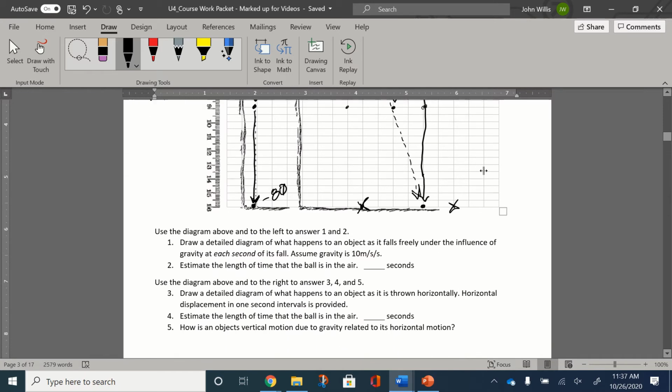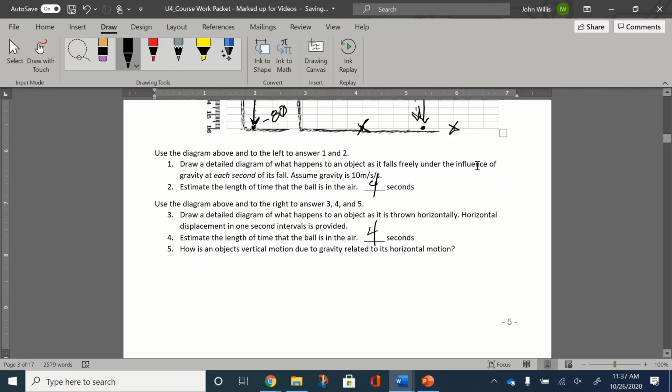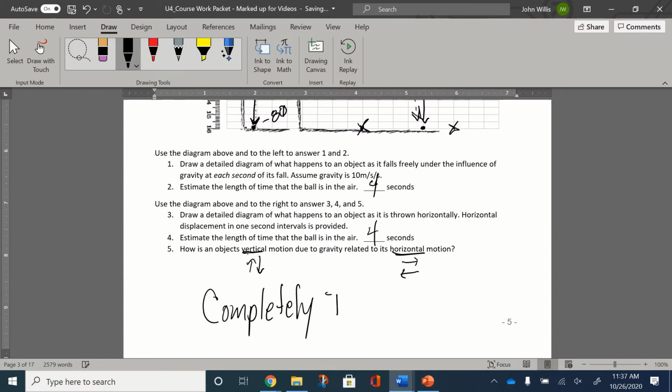So whether you drop an object from 80 meters in the first scenario, it'll hit the ground in 4 seconds. Or if you throw it horizontally, it will hit the ground in 4 seconds because your vertical motion, up and down, and your horizontal motion, left and right, are completely independent. Completely independent of one another. Motion left and right doesn't influence what gravity does.